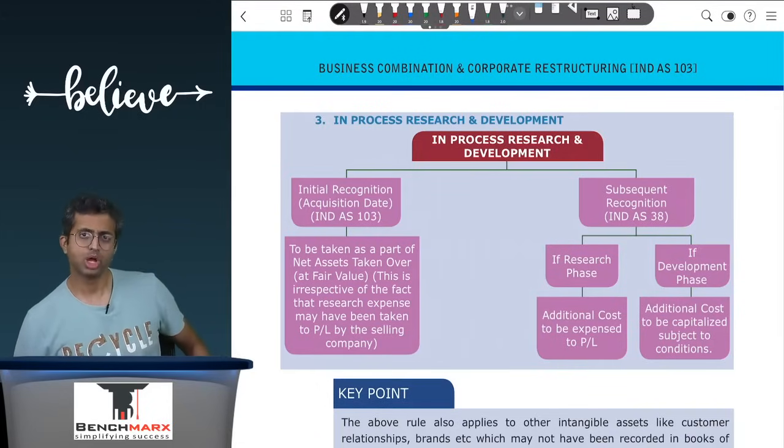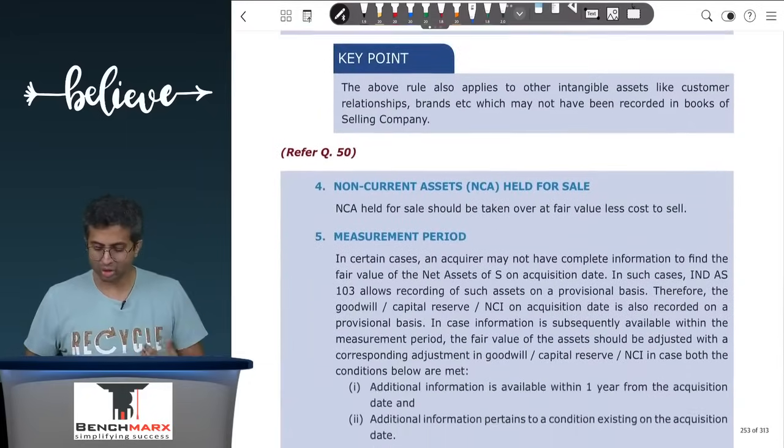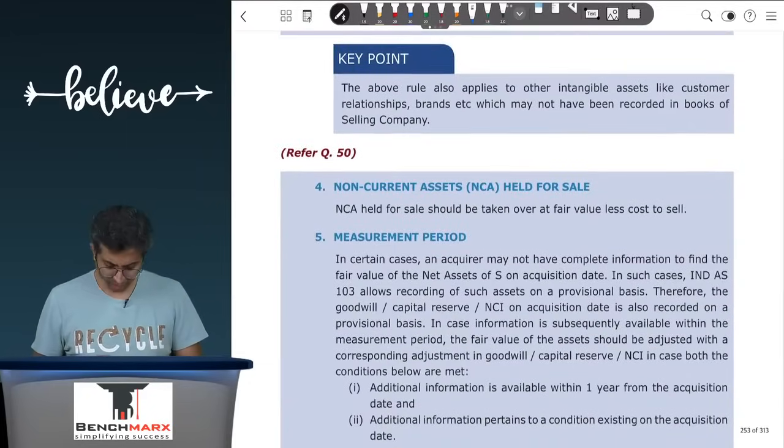Secondly, if there are some non-current assets which are held for sale, then the standard says if you intend to sell those assets even after the acquisition, then you take them over at the fair value less cost to sell and not just at fair value. This is regarding non-current assets held for sale.